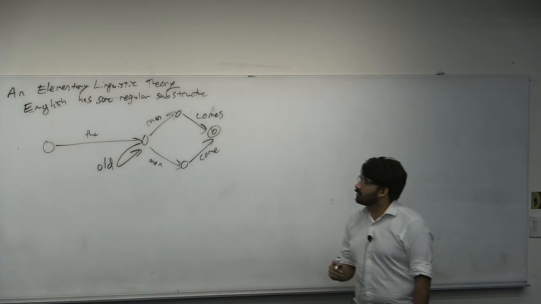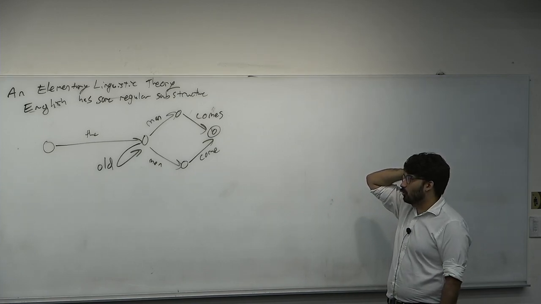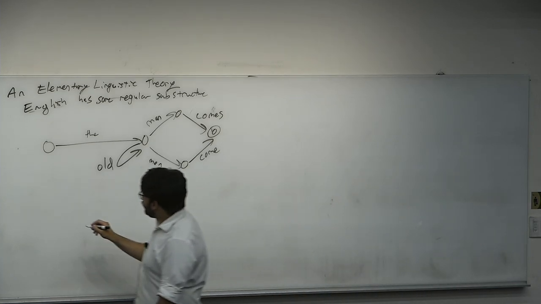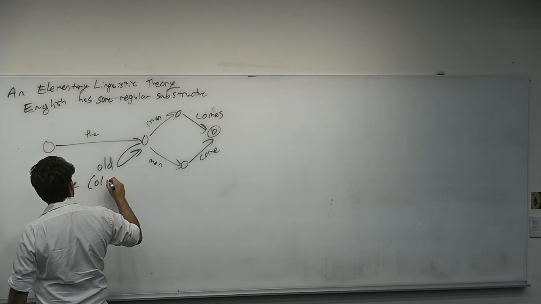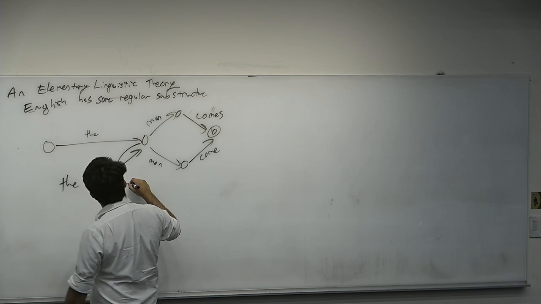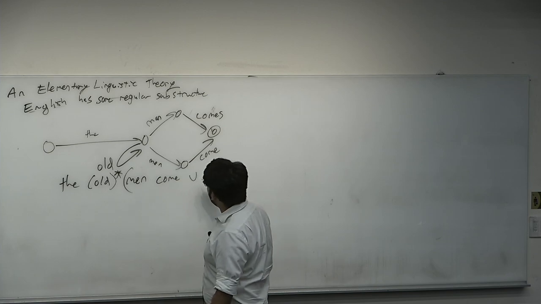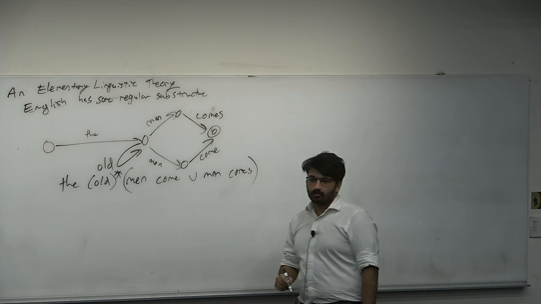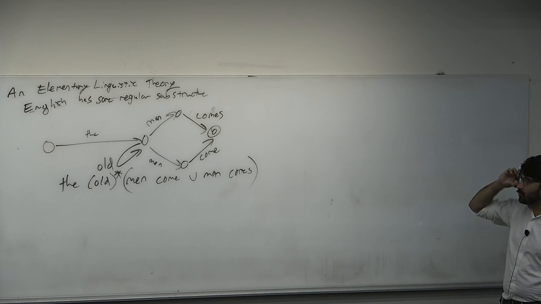The man comes, the men come, the old man comes, the old man comes, the old man comes. So this enumerates a fragment of English, something like the old star, man comes, or men come. Perhaps that's how you would make a regular expression of that DFA. So some parts of English have a regular structure and appear to be enumerated by a DFA.